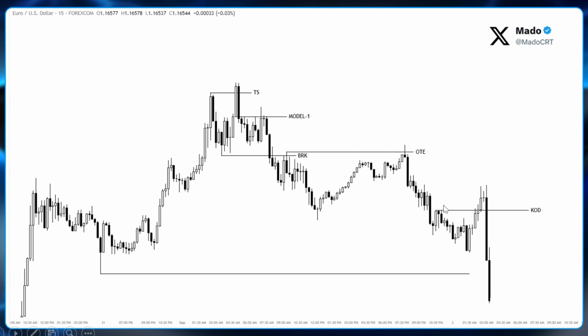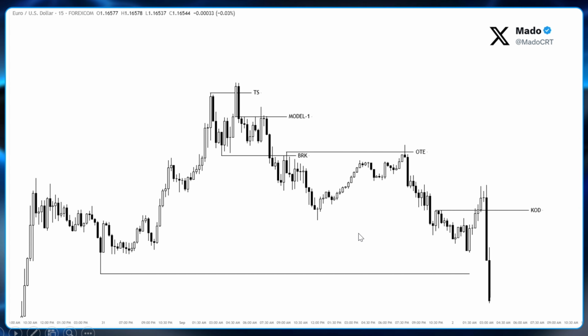And finally comes the kiss of death, the last and most important phase. This usually happens right before price reaches our draw on liquidity, the final target. Notice how, just above the target, price did one last turtle soup before reversing sharply to complete the sequence. So, from the purge to turtle soup to Model 1 to breaker to OTE to kiss of death to draw on liquidity, you can see how price follows this mechanical, repeatable path.